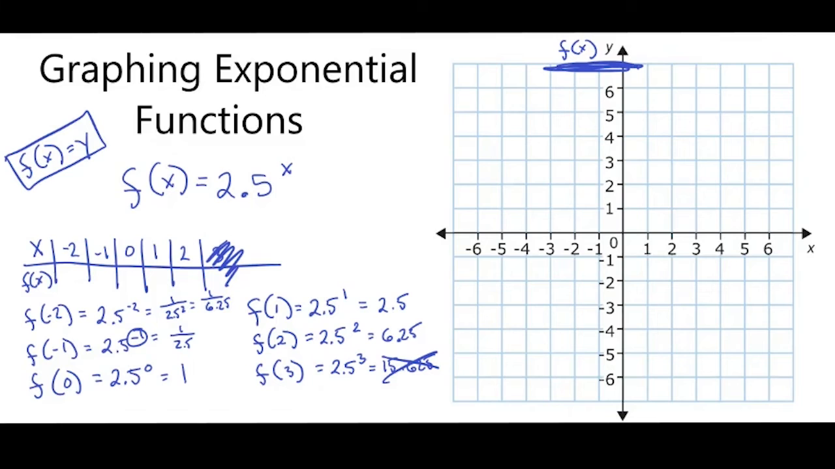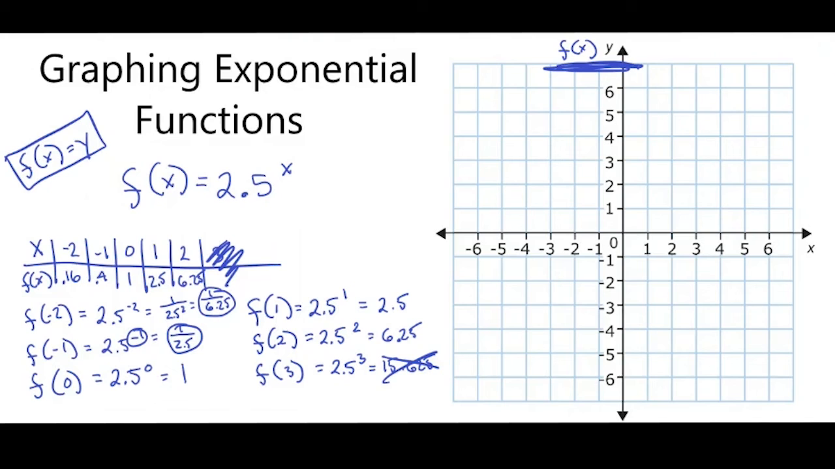Now, you'll notice here I have a fraction with a decimal and a fraction with a decimal. Well, let's just turn those into decimals. So we'll do 1 divided by 6.25, and that is 0.16. Next, I will do 1 divided by 2.5, and that is 0.4, just less than a half. All right, so when x is 0, then y is 1, and then we have 2.5 and 6.25. All right. So let's graph this.